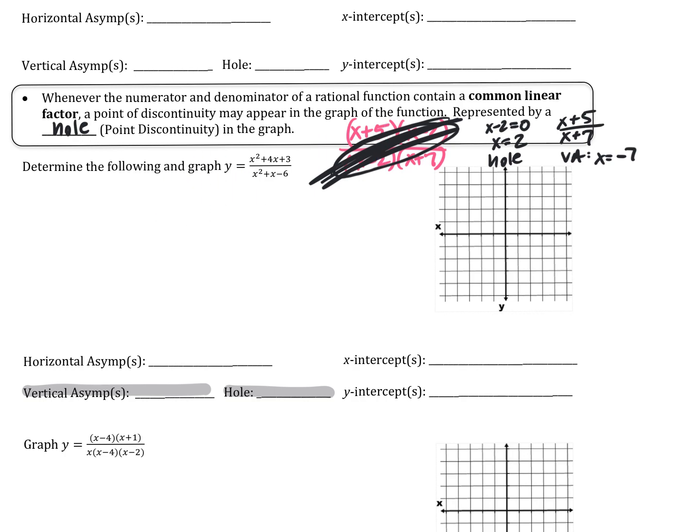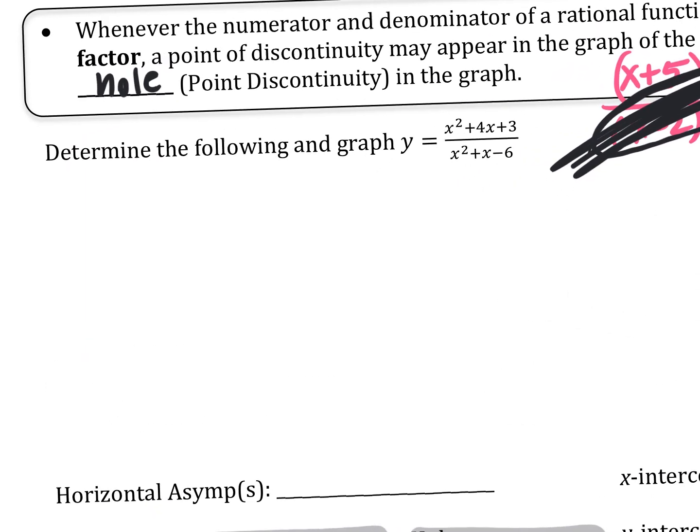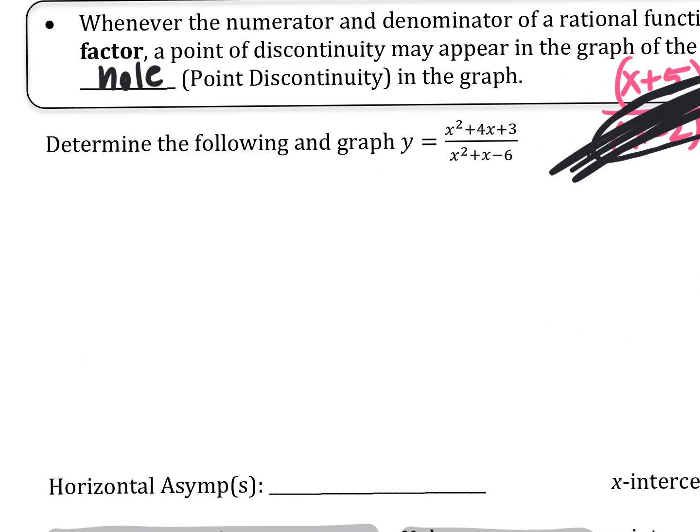Let's just apply it to a big old problem. We ready, people? This guy here, let's factor the top. What multiplies to be 3 and adds to be 4? 3 and 1. Multiplies to be 3, adds to be 4. 3 times 1 is 3. 3 plus 1 is 4. We feel good about the top.